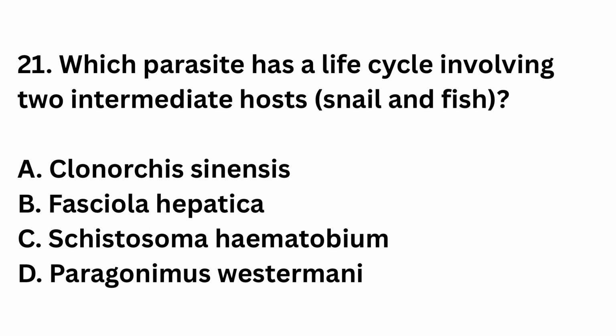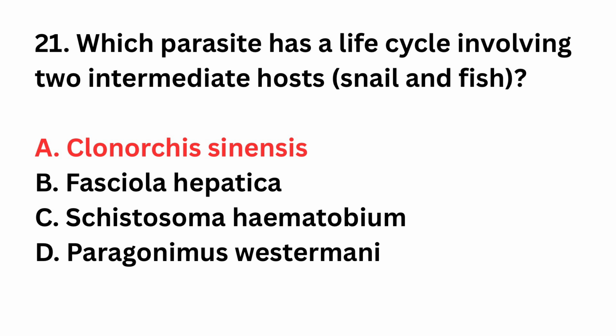Question number 21. Which parasite has a life cycle involving two intermediate hosts, snail and fish? Clonorchis sinensis, Fasciola hepatica, Schistosoma haematobium, Paragonimus westermani. The right answer is option A, Clonorchis sinensis. The first host is a snail, the second is a freshwater fish. Humans get infected by eating raw fish.